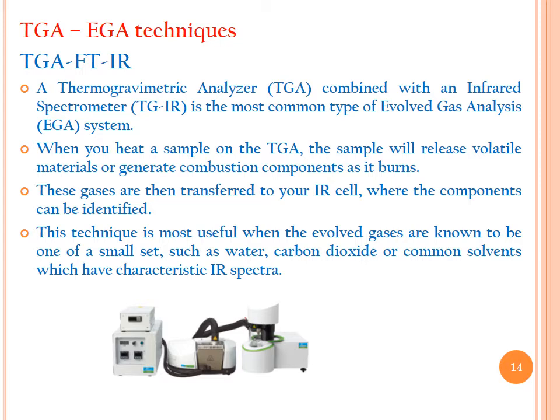These gases are then transferred to your IR cell where the components can be identified, as shown in the figure. This technique is most useful when the evolved gases are known to be one of a small set, such as water, carbon dioxide, or common solvents which have characteristic IR spectra. On the basis of their characteristic IR spectra, these three components can easily be distinguished because these have characteristic IR peaks.